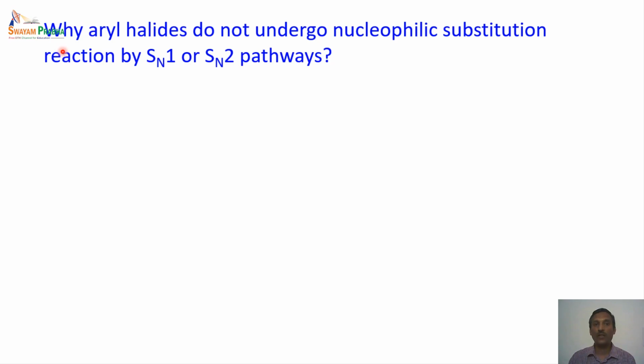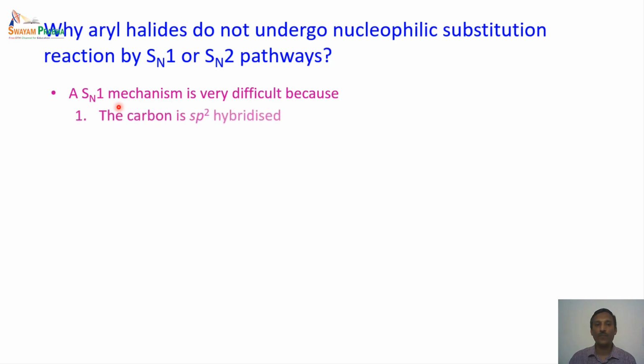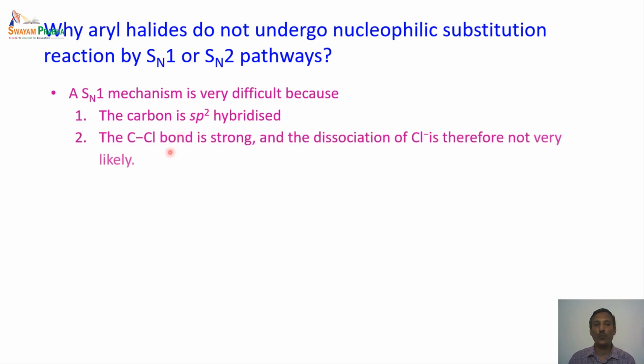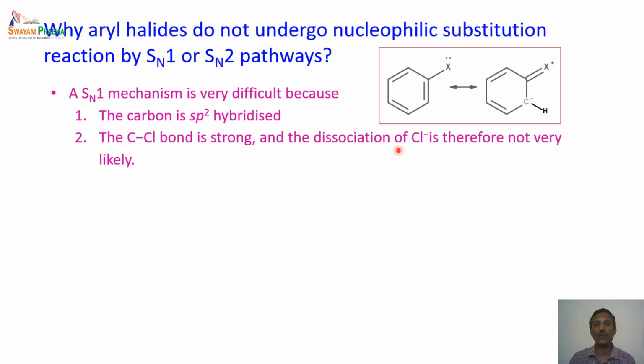Now the next major question we have to answer is why aryl halides do not undergo nucleophilic substitution reaction by SN1 or SN2 pathways. The SN1 mechanism is very difficult for an aryl system, because the carbon is sp2 hybridized in the case of aryl halides. An sp2 hybridized carbon having a plus charge is highly unstable. Moreover, the CCl bond is very strong, so dissociation of Cl minus is very difficult. Here we have a CX double bond, so X is very difficult to leave as X minus. So that is the reason this cannot undergo reaction by the SN1 mechanism.